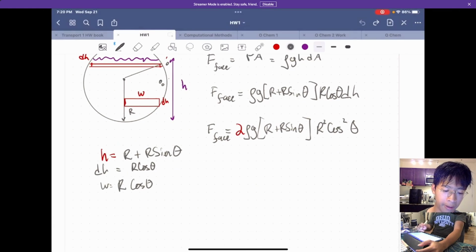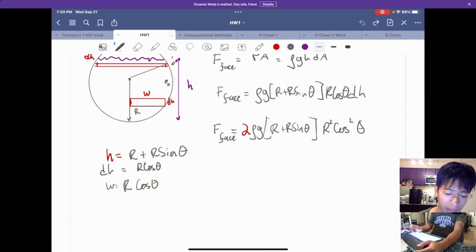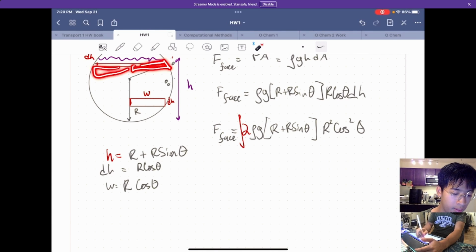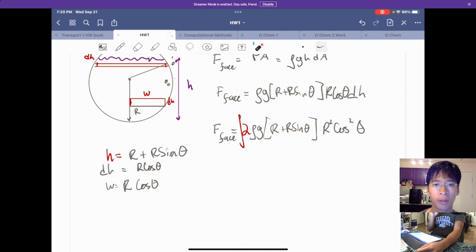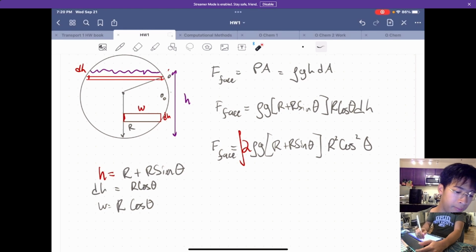Now we should integrate everything, right? Integrate everything to add up all of our little differential areas multiplied by their corresponding rho g h. And that's how I find my total sum of forces on a particular face of the vessel. And once we have an integral, we always should ask ourselves, what should my bounds of integration be? Call it theta 1 to theta 2.